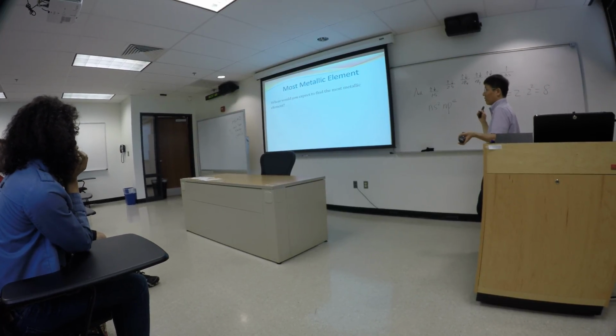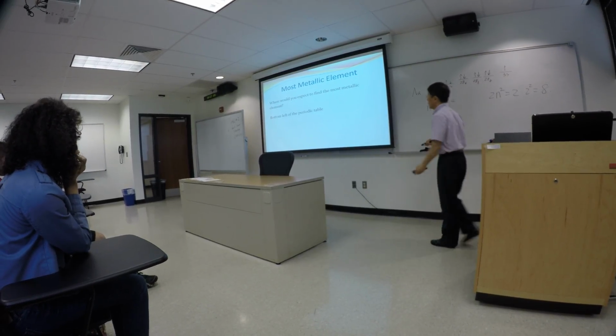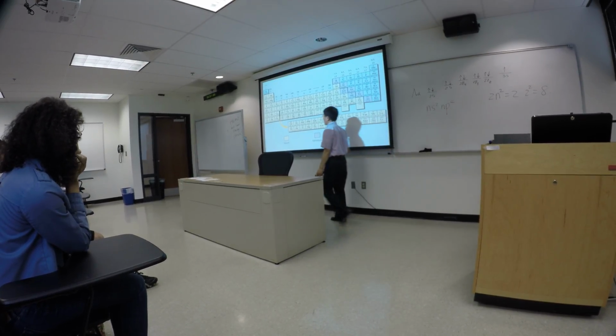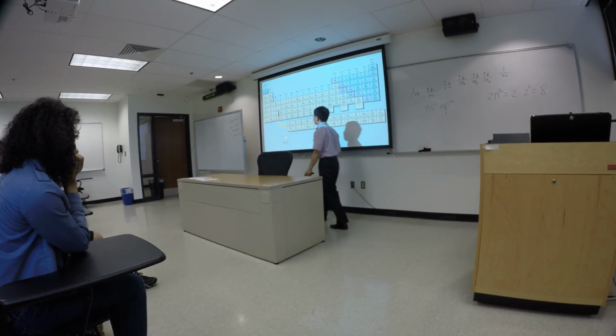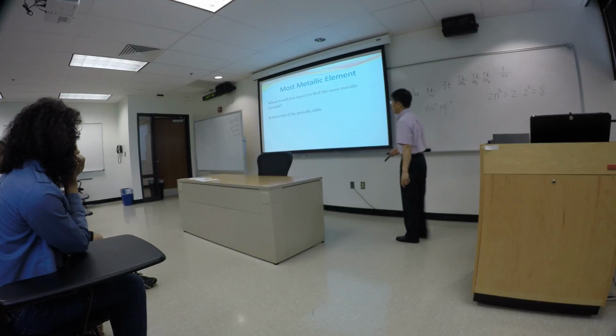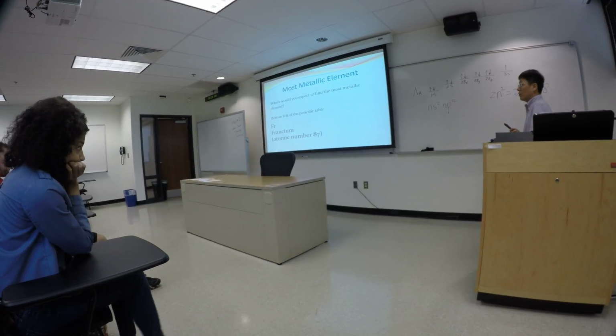The lower left corner will be the most metallic elements there. If you look at the periodic table, lower left corner, that is the element that's the most metallic, francium. In this case, francium would be atomic number 87. That's the most metallic element in the periodic table.